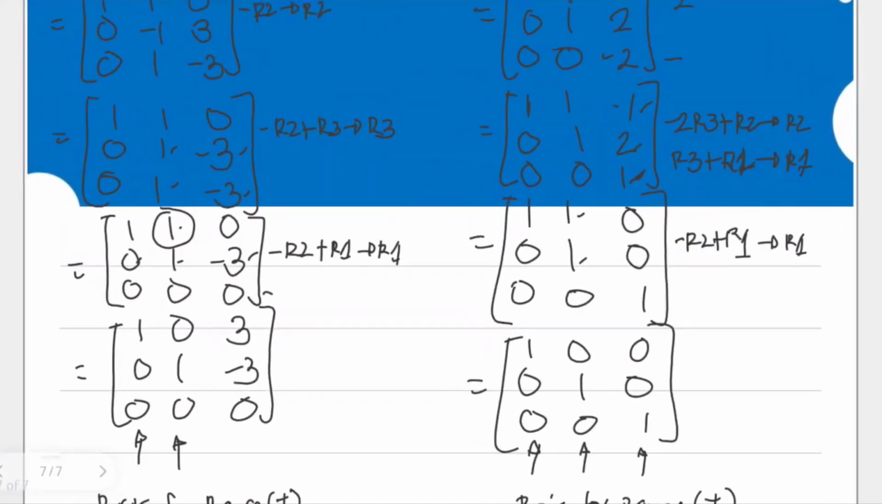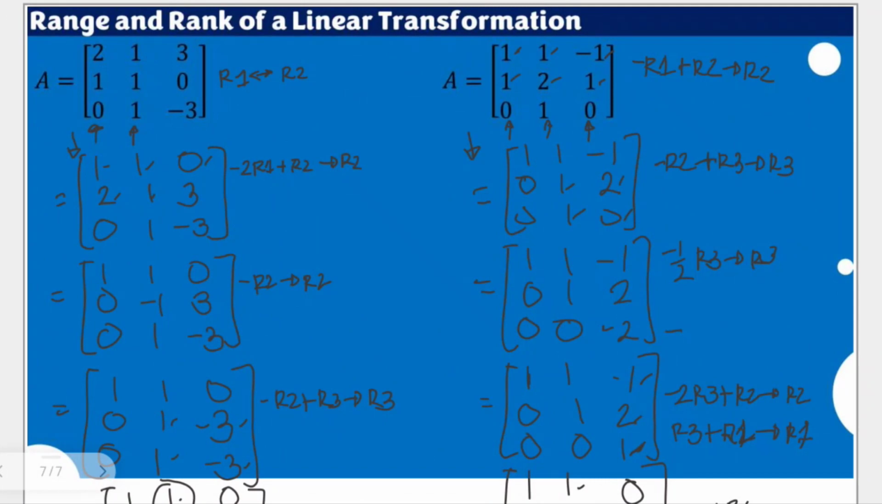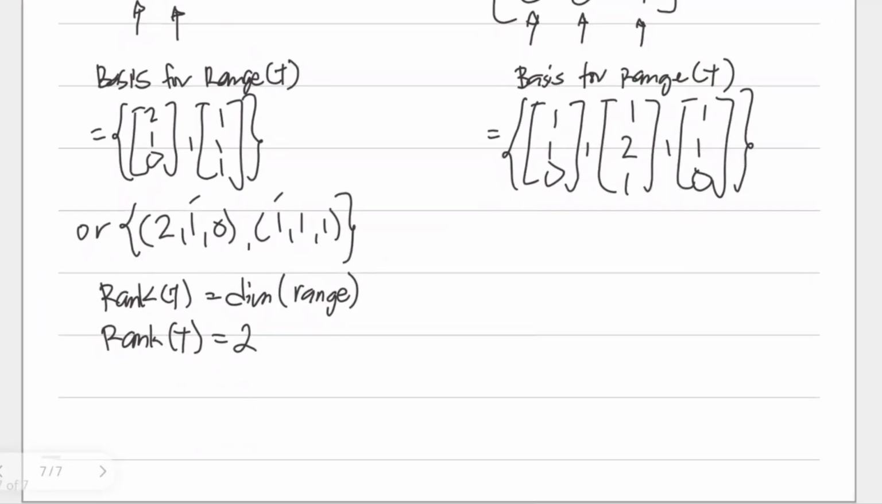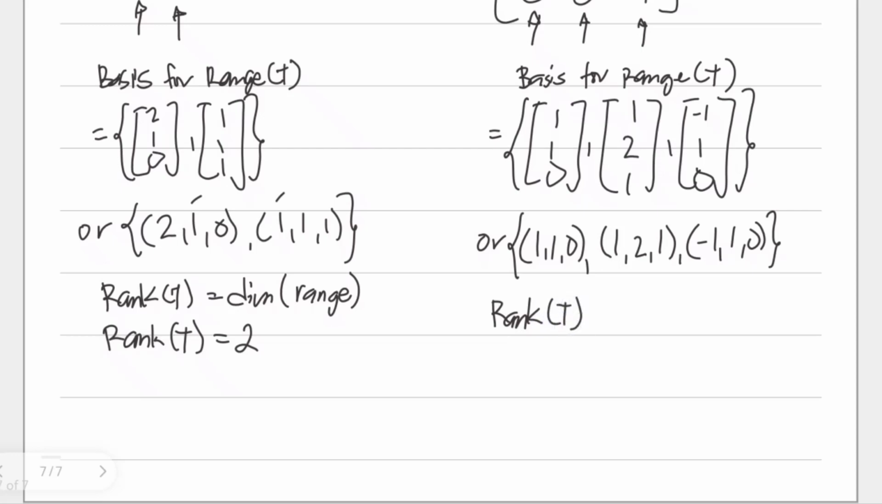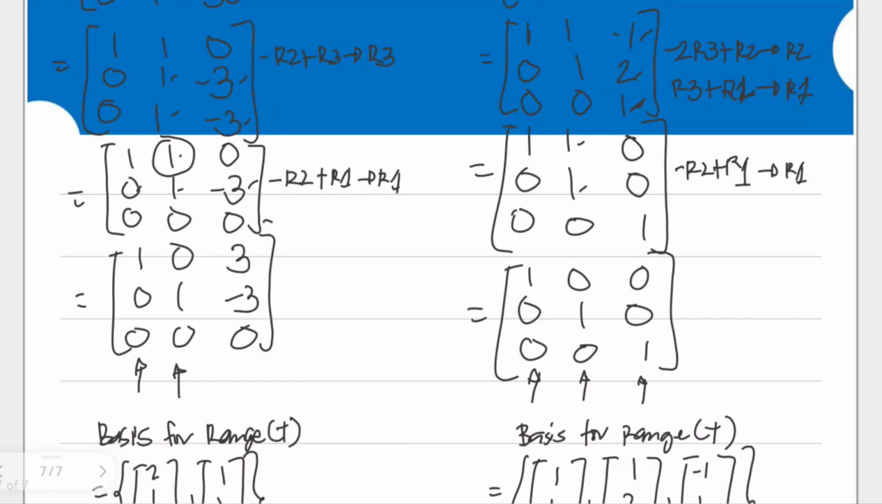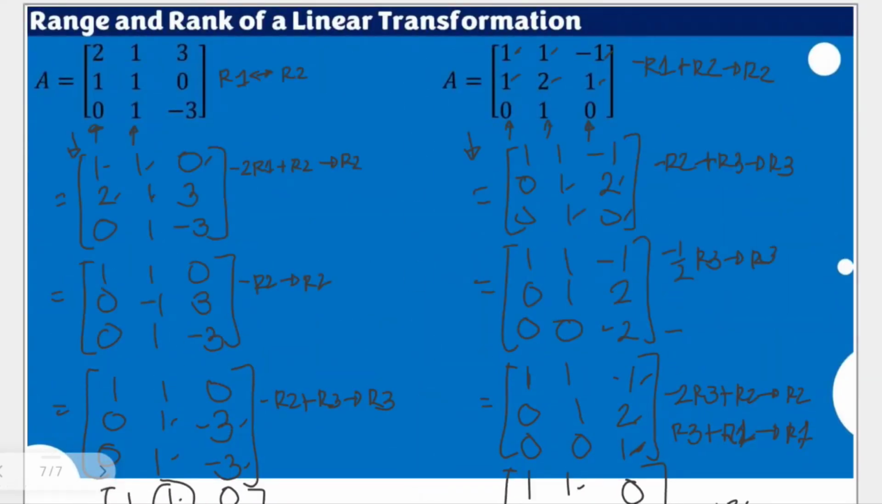Here you have 1, 1, 0, 1, 2, 1, negative 1, 1, and 0. Or you can write it like this: 1, 1, 0, 1, 2, 1, and then you have, sorry, this is negative 1. Negative 1, 1, and 0. This would mean that the rank of T, being the dimension of the basis of the range, is 3, since we have here 3 elements, 3 vectors, 3 columns for a column space, so the rank of T is 3.